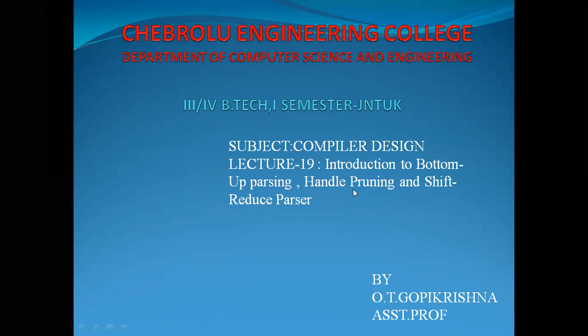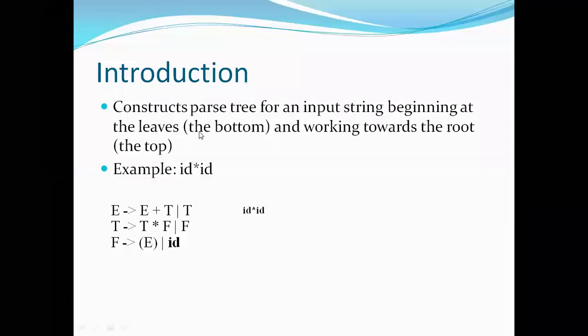What is bottom-up parsing? We are taking the leaf level. Leaf level means we are taking the input string. From that string we have to generate the start symbol by using the rightmost derivation in reverse order. That is bottom-up parsing. So this is the first introduction.